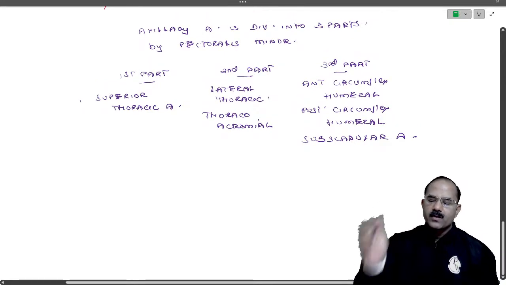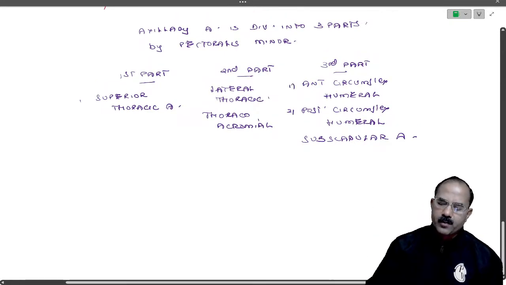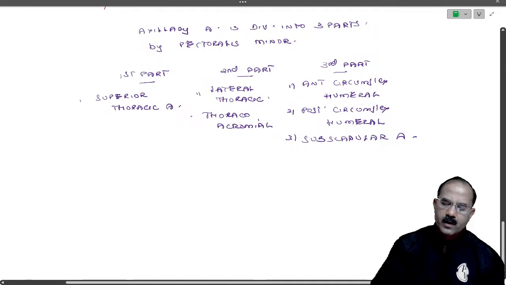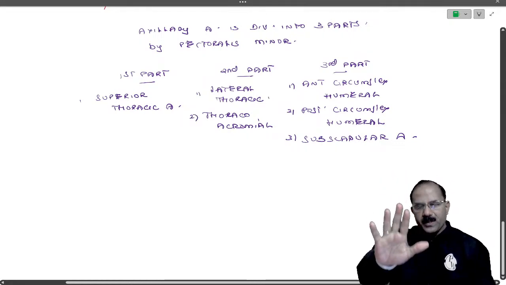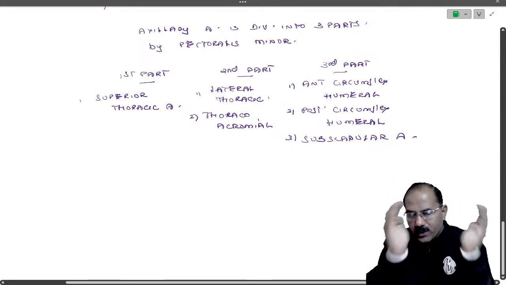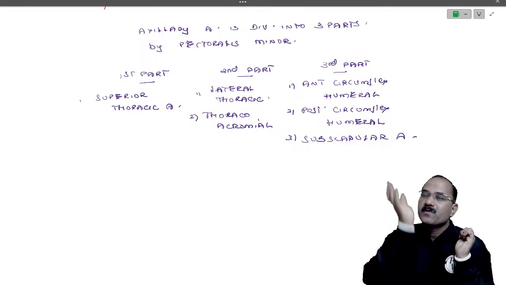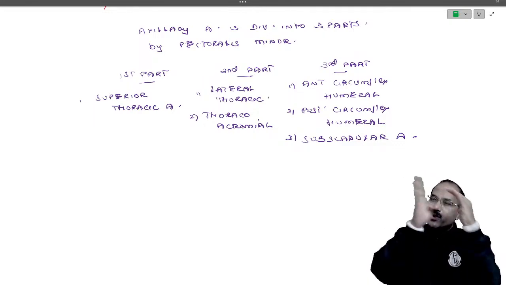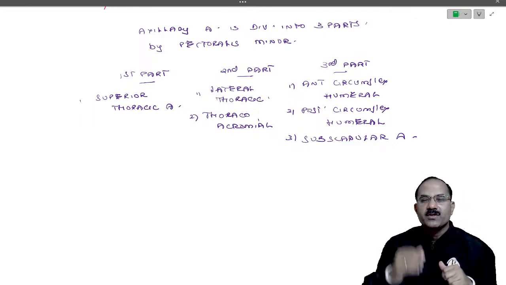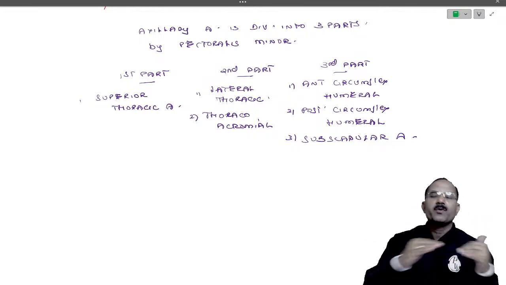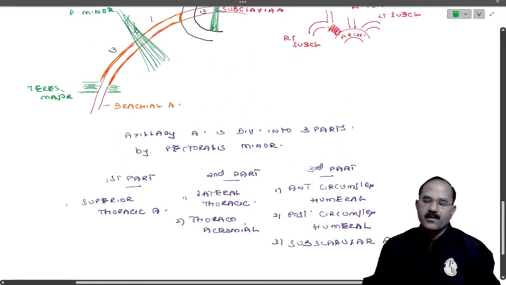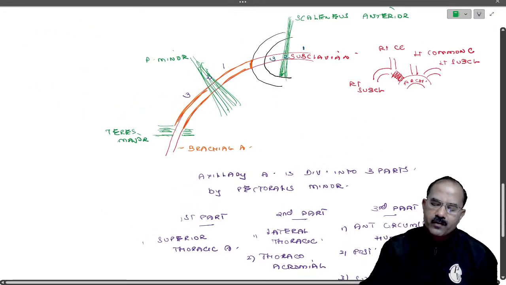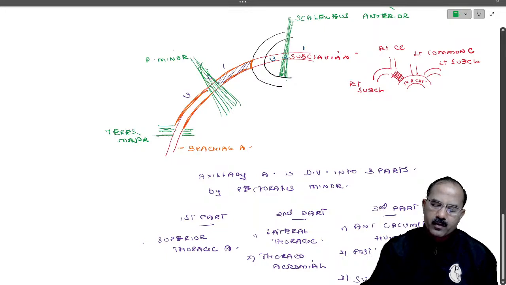ठीक है बच्चों, तो ये याद रखना आप. This is very important. What are the branches of axillary artery? ये clear है बच्चों? Axillary artery is from where to where? उसका extent क्या होता है? From the outer border of the first rib to the lower border of teres major. वो है axillary artery. देखिए, from the outer border of the first rib to the lower border of teres major, this much is our axillary artery.